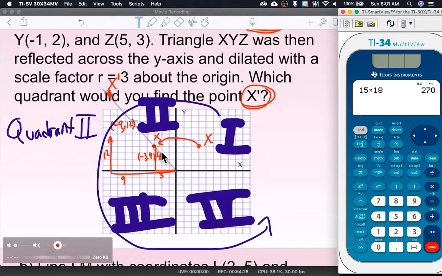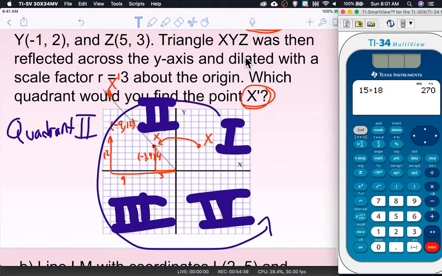If a dilation happened, if I actually drew the triangle, these would be similar because a dilation happened. Okay? That's how you can tell. If a dilation happened, they are similar. If only a rotation, reflection, and translation happened, they are congruent.